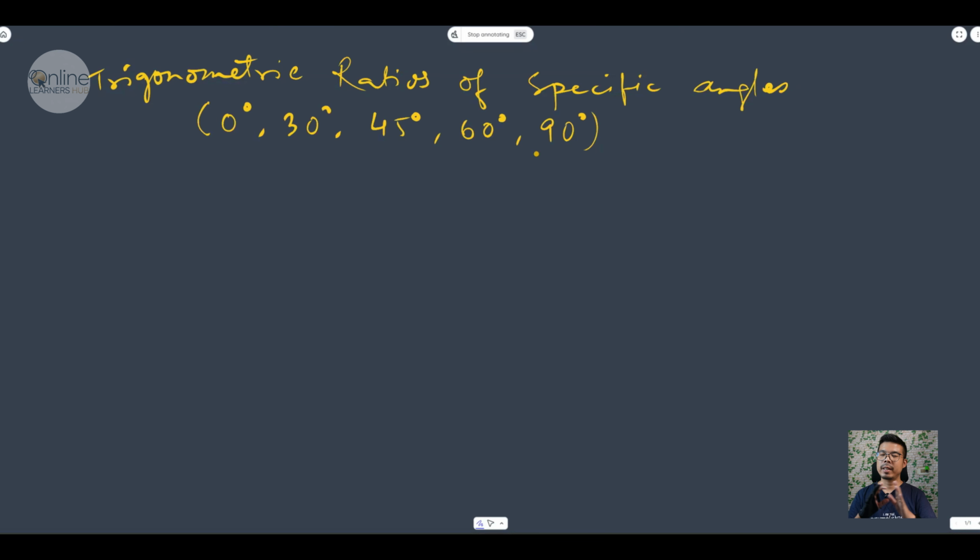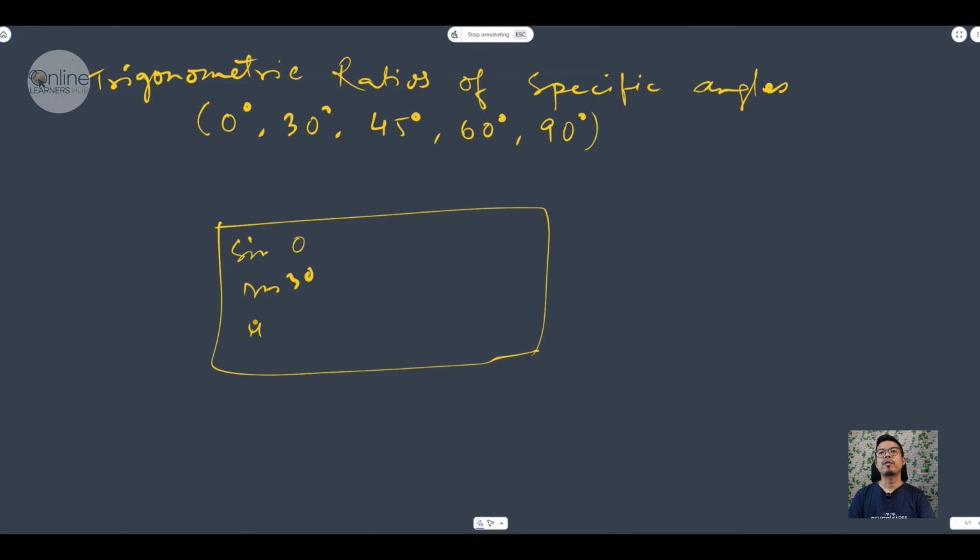There is a big chart shown in your trigonometry book where all the ratios, all the values, let's say sine 0, sine 30, sine 45, are written. But it is very difficult for the student to remember all the values. So today I'm going to show a trick to remember them forever. When I say forever, as long as you live, you will remember the values.